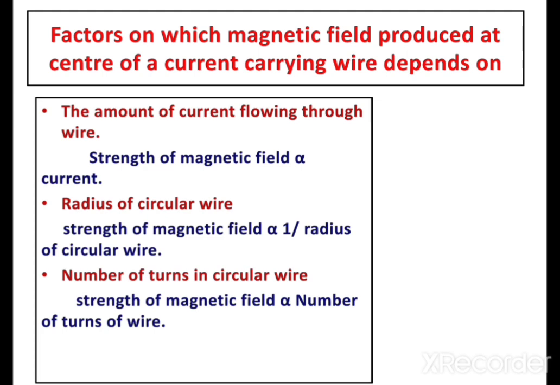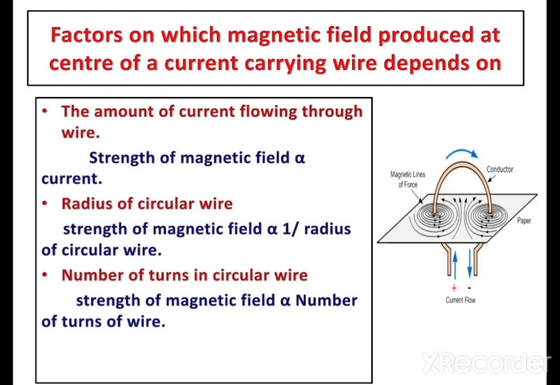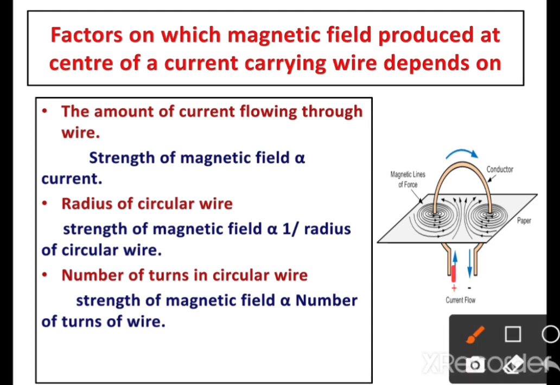And the factors on which the magnetic field produced at the center of a current carrying wire depends. So how do we increase the magnetic field strength around a circular loop?